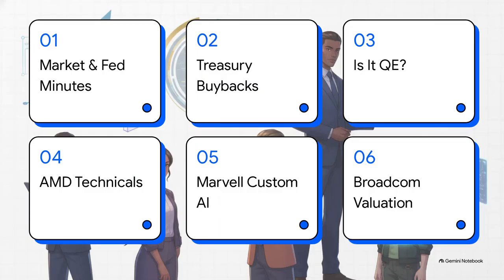We'll start with the macro side, covering the market overview, Fed minutes, Treasury buyback mechanics, and the big question of whether this is quantitative easing. From there, we'll transition straight into micro-level technical stock analysis for the semiconductor sector, focusing on AMD, Marvell, and Broadcom.